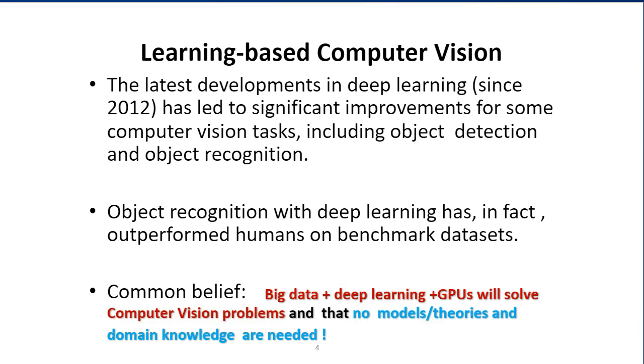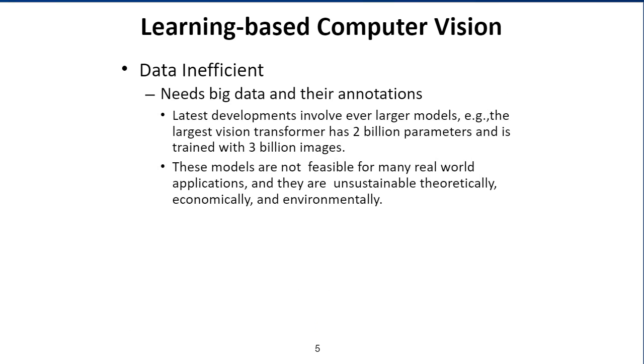And here, in addition, there are serious limitations with the existing deep learning-based computer vision algorithms. The first is that they are data inefficient. Current deep learning-based computer vision algorithms require a large amount of data. In addition, they also require the annotation of this data. And in fact, right now in the deep learning field, the trend is developing ever larger models.